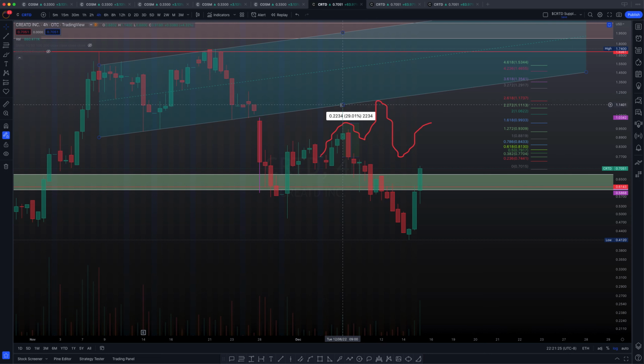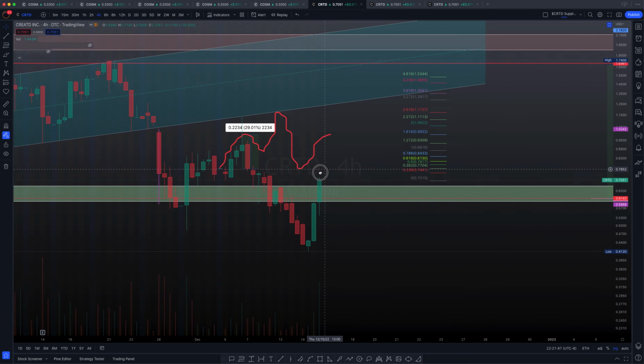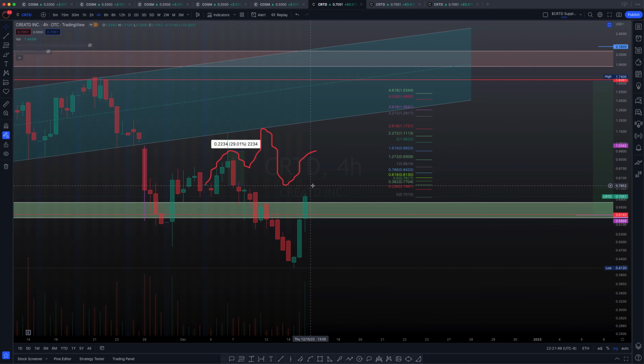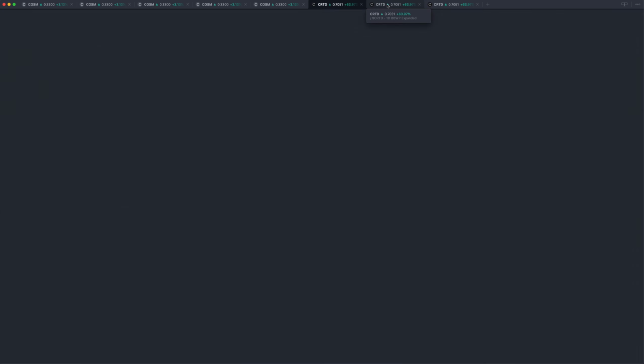And as you can see, we did get that test, and we did capitulate to the downside, and now we have recovered. So it's interesting to see these drawings after the fact. But we have recovered that demand zone and have since converted the range into a support. Okay, so this is very good news for the CRTD asset. So let's go ahead and move on to the next chart and see what we have.